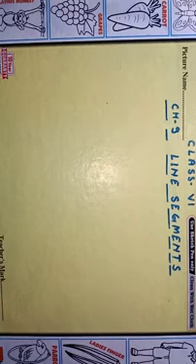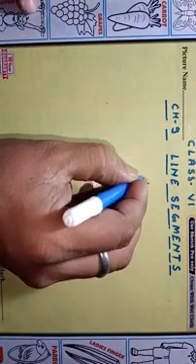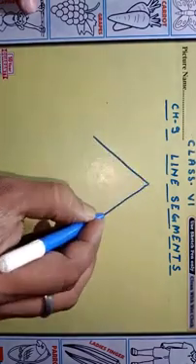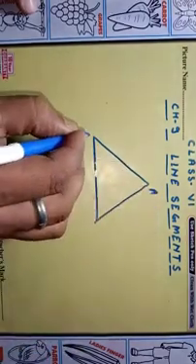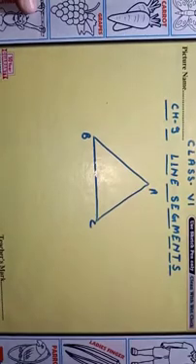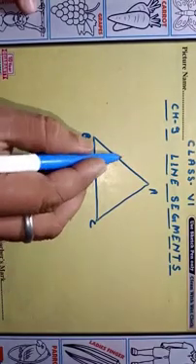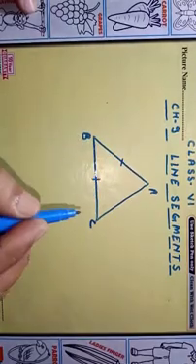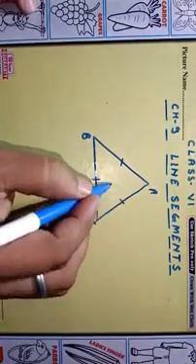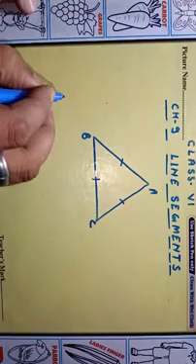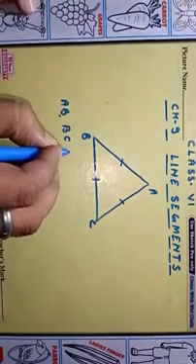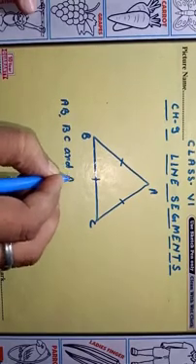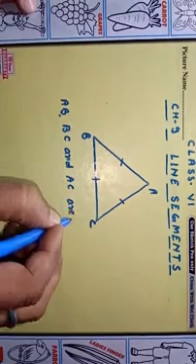So first, this figure is given. Then how many line segments are there? First line segment AB, second BC, third AC. Then total 3 line segments. First is AB, BC and AC are the line segments.